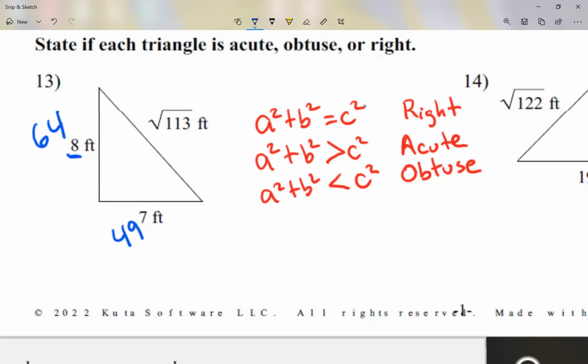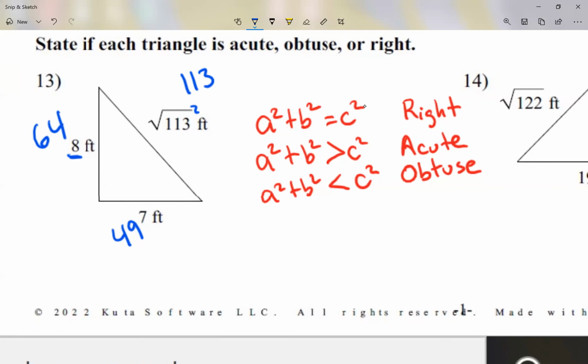And then the square root of 13, all squared, is just 13. Remember at the beginning of today's lecture, we said that when we square a square root, we just get the number on the inside. So then I have 64. The way I'm going to do this, I'm going to add the two smaller numbers, right? A squared plus b squared, 64 plus 49.